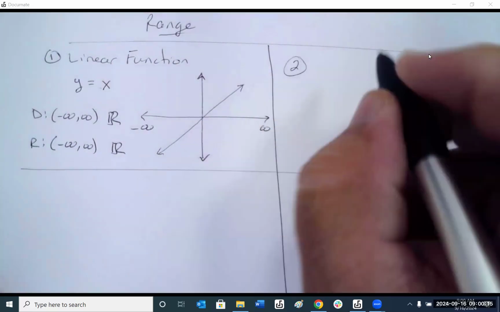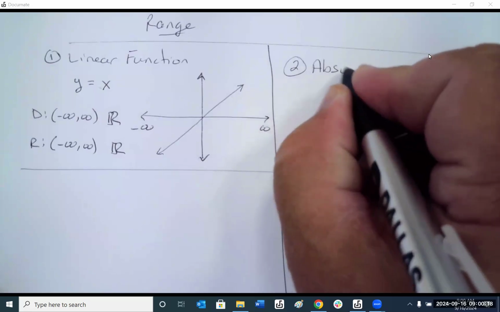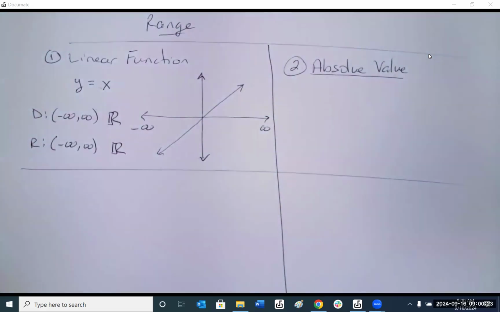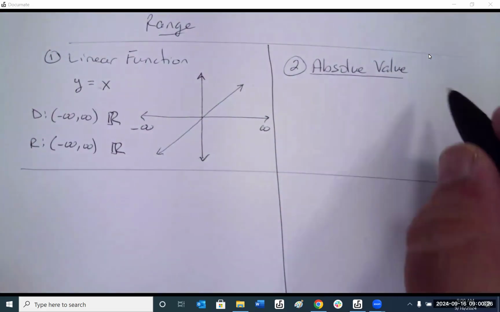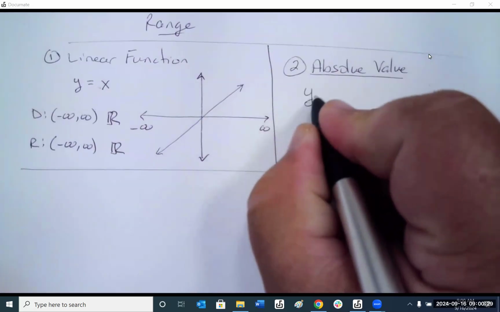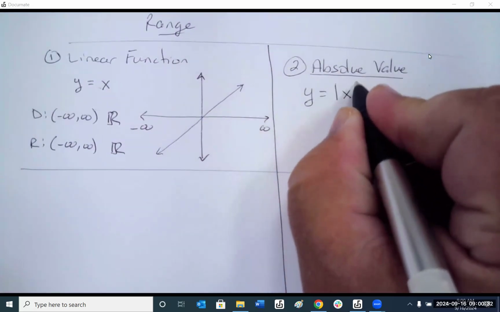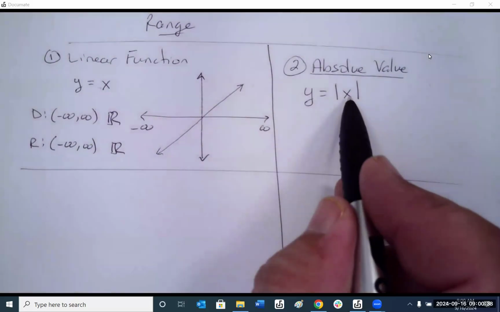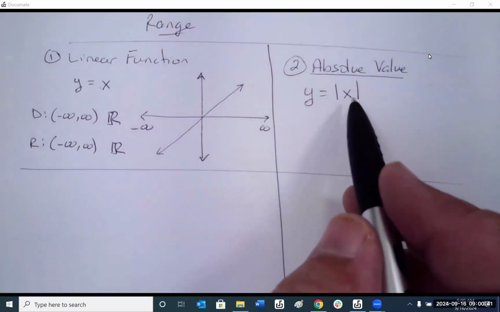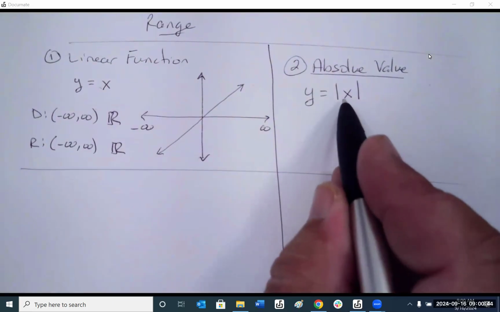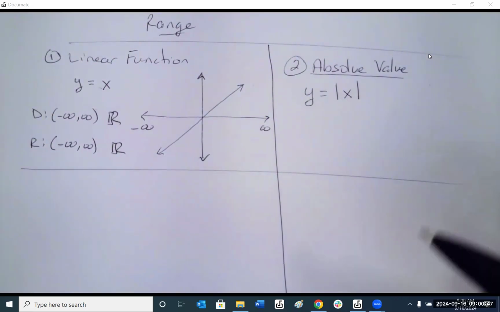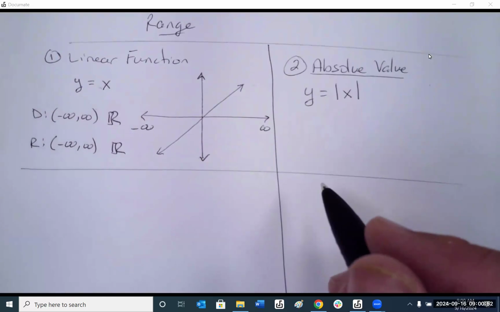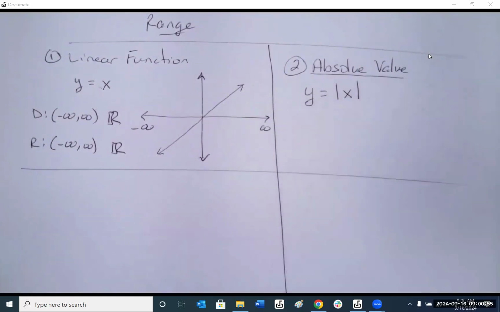The second one we're going to look at is called the absolute value function. The absolute value function looks like this. We'll talk about that later, but what does an absolute value do? It makes whatever number is inside there positive. So if I have the absolute value of -5, it's 5. So the absolute value tells you the distance, how far something is from 0.